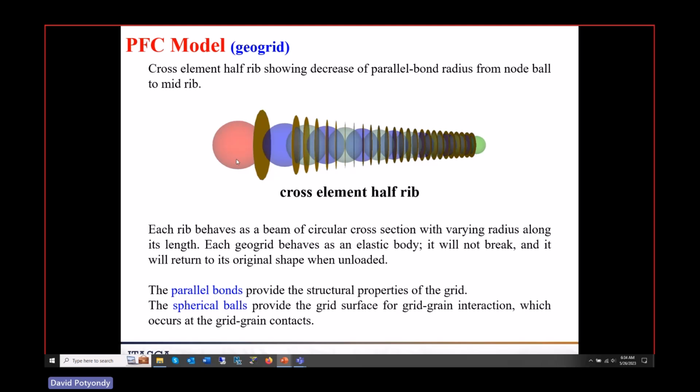And then those balls are all in there. And so those balls are the things that are going to come into contact with the other aggregate or with the other geogrid. And so that's what's happening here to get the actual grid-grid interaction or grid-grain interaction. It's the spherical balls that are going to give us that. Okay. So this is a way of making a string of spherical balls dance as though they were an elastic beam.